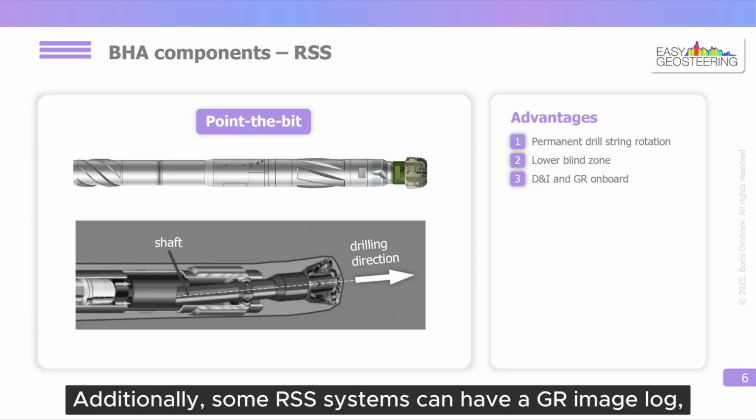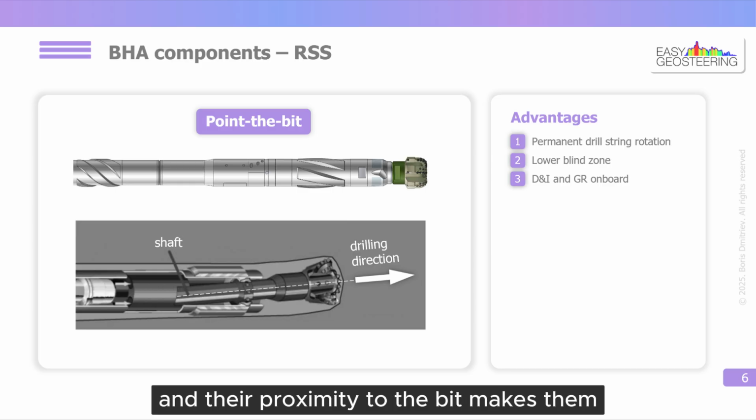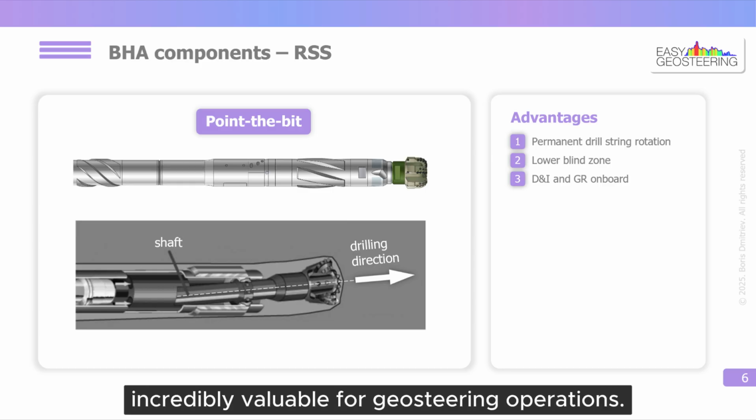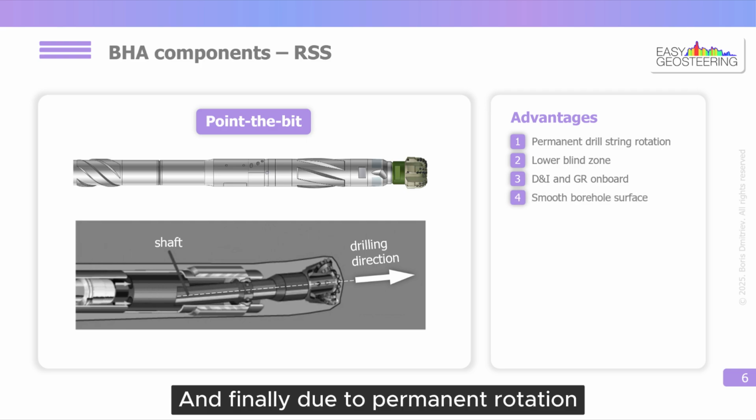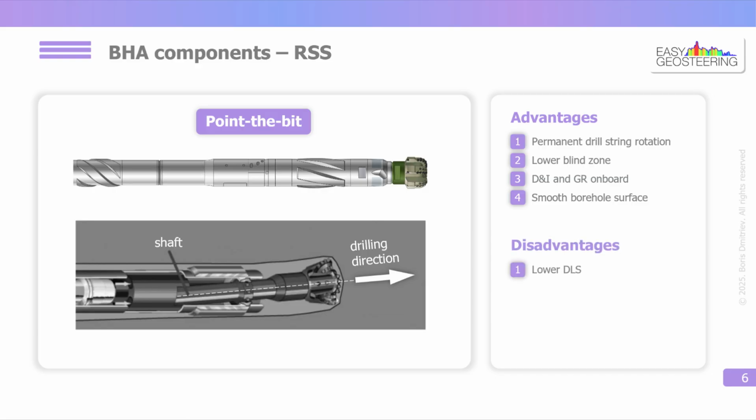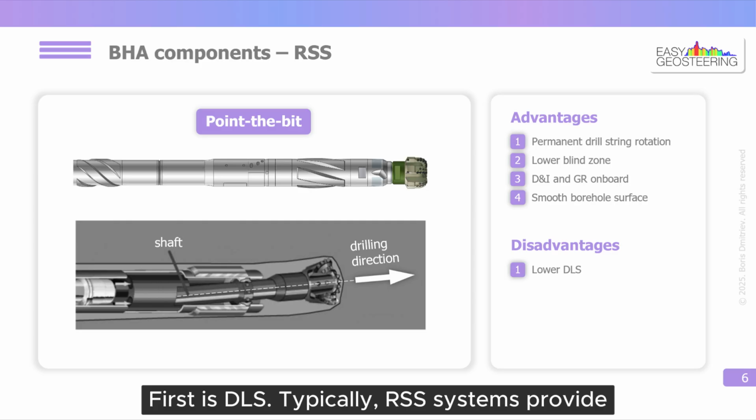Point number 3, DNI and gamma ray on board make RSS a highly versatile downhole tool. Additionally, some RSS systems can have a gamma ray image log, and their proximity to the bit makes them incredibly valuable for geosteering operations. And finally, due to permanent rotation, we get smoother borehole surface.